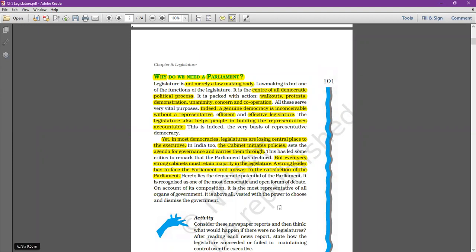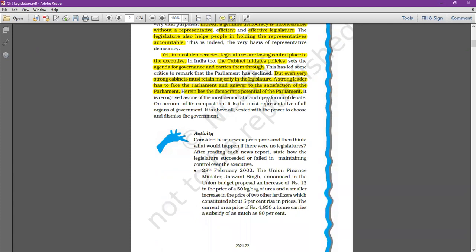So herein lies the democratic potential of the parliament. It is recognized as one of the most democratic and open forums of debate. However, negatively, in news channels also, there is a kind of perception in the minds of the people that sir, inside parliament the MPs just make noise and create a ruckus. It is not like that, not at all.